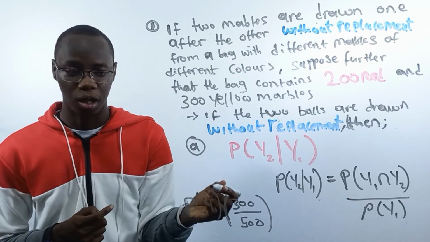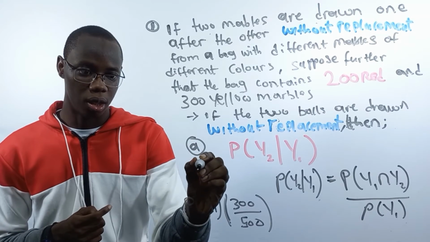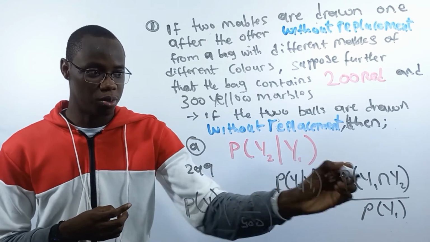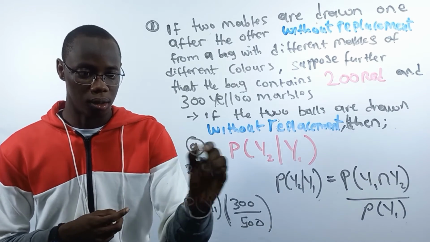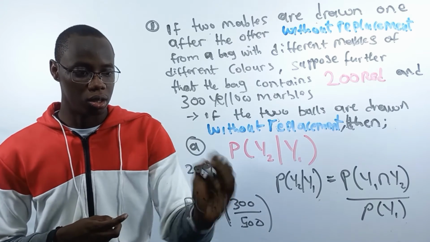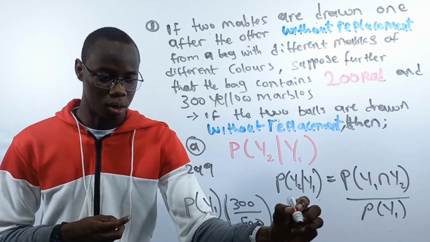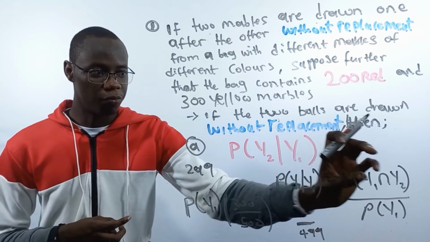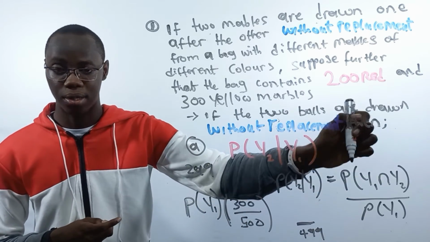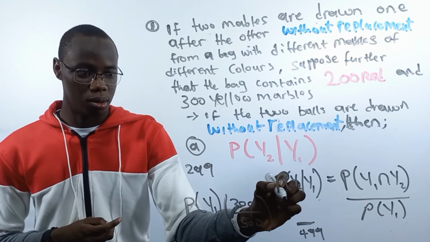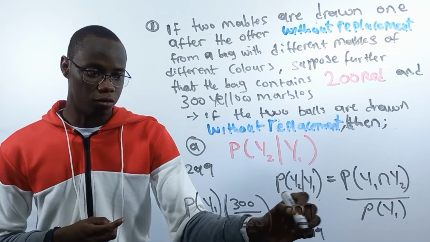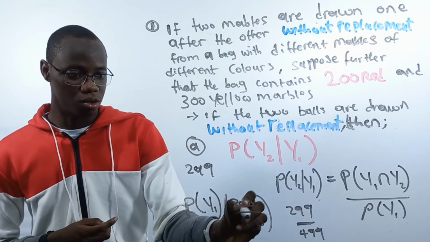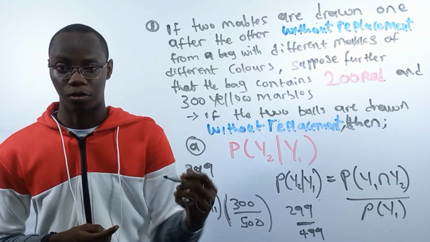How many yellow do we have now? We have 299 yellow. So we still have 200 red. This is second pick. This is the first pick. Second pick is going to be here 299 out of how many? So the new total will be 499. So the probability of picking the second now as yellow will be 299 over 499. So here now will be 300 over 500 times 299 over 499.